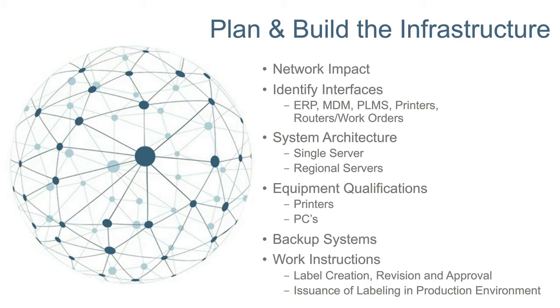For the peripheral systems, you should identify the printers you're going to use and confirm that the print drivers are available and compatible with your GLS. You need to qualify the printers per your quality system requirements for equipment qualifications. You'll also need to qualify the PCs or laptops that you're using to link the GLS and the printer. And if you're using GS1 in order to be UDI compliant, you will have to qualify your barcode verifiers.